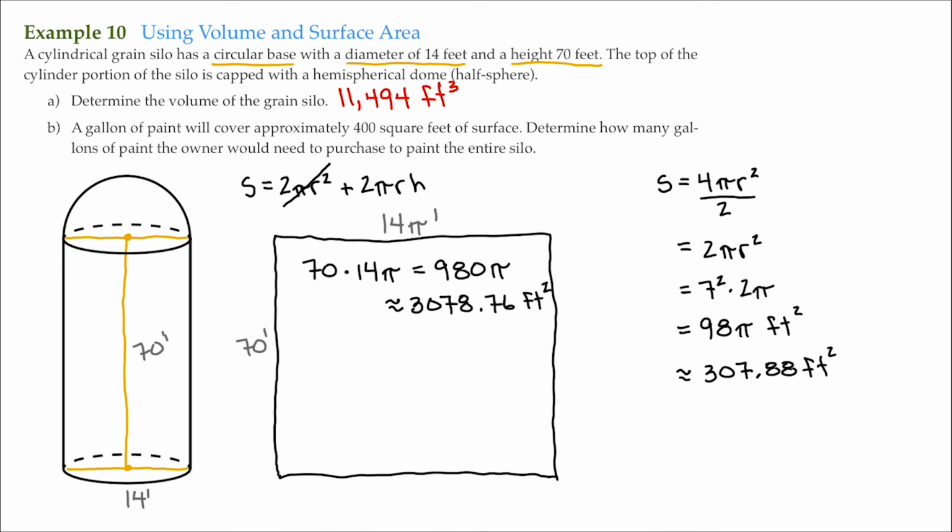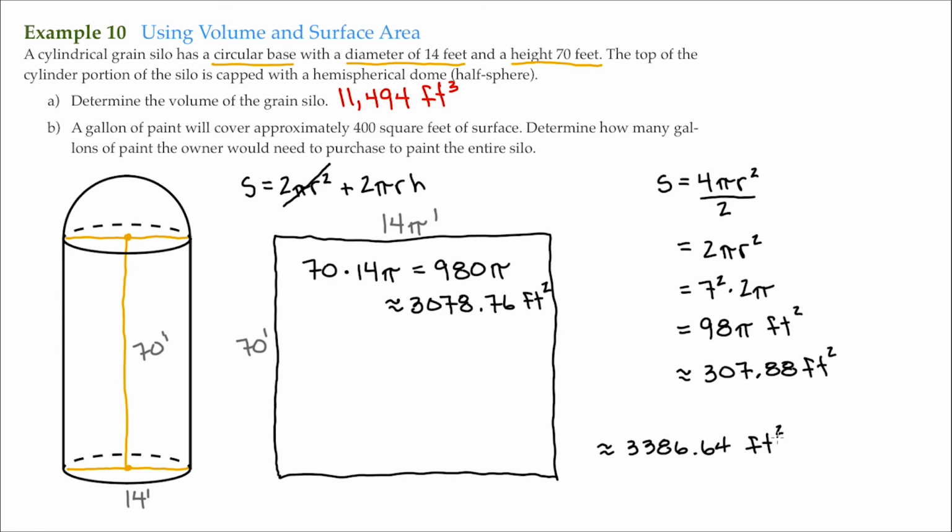So the surface area of the cylindrical part, that's going to be 3,078.76 square feet. And the surface area of the hemispherical dome, that's 307.88 square feet. If I want to know what the entire surface area is of the silo, we'll just add these two together. That comes out to be approximately 3,386.64 square feet.